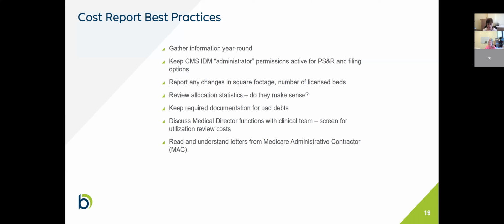Or even better, we can get your letters and then we can file electronically, and then it doesn't matter where that MAC is, it goes to the CMS directly. So that's the end of the information that we have to present. And so we'd like to open it up for any questions that you might have.